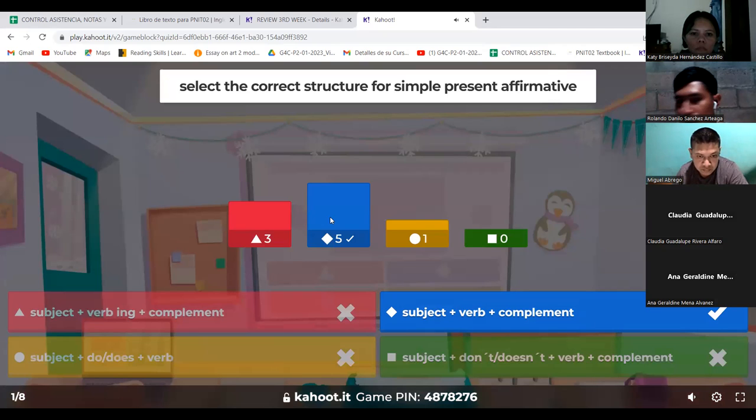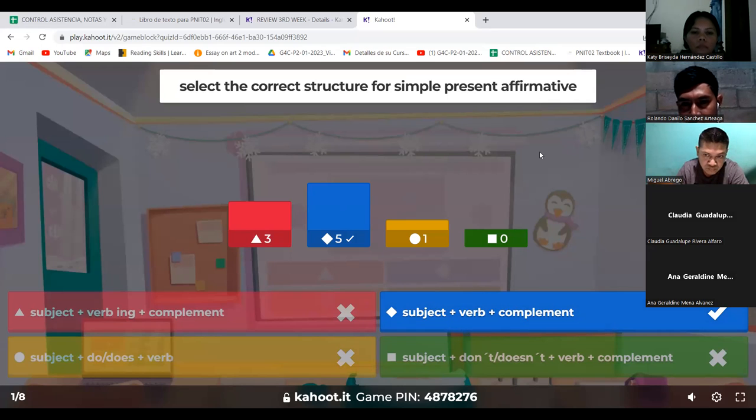All right, tenemos respuesta múltiple. Veamos, la respuesta correcta era la azul. Subject plus verb plus complement. I drink water. She works at Telus. They live in San Salvador, right? Subject, verb, complement, right? And that's my structure for present affirmative, okay?